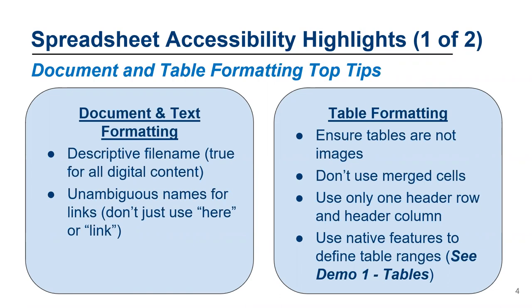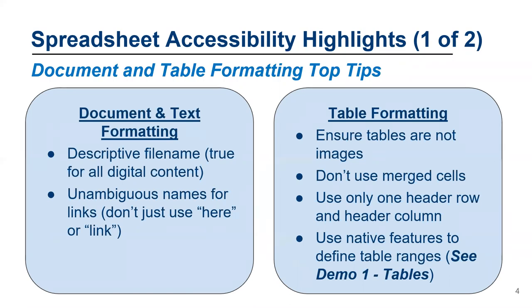So overall, starting on the left there in the left blue box, the document overall formatting and the text formatting. This basically applies to all the types of documents you're going to create, whether it's a PDF, a PowerPoint, Excel, et cetera. You want to have a descriptive file name, like this one, accessibility presentation, even putting the date in generally, but accessibility presentation to digital.gov audience or something like that.